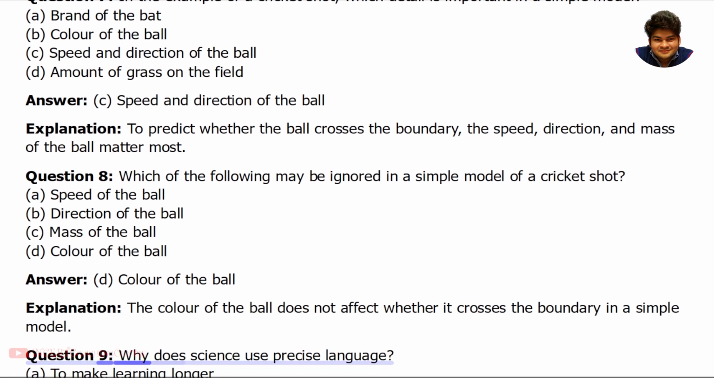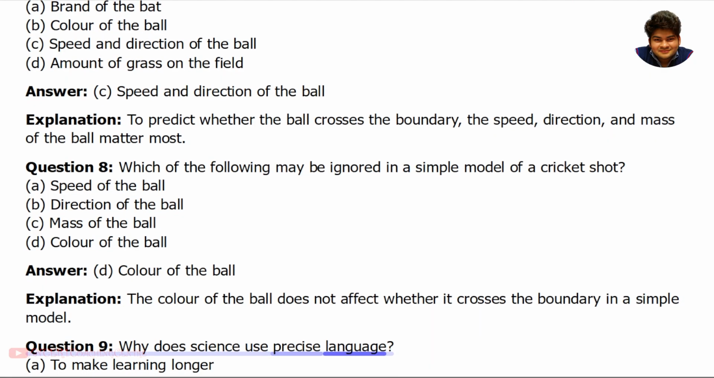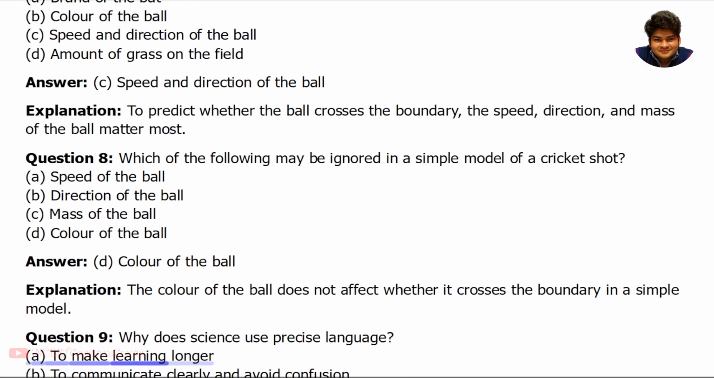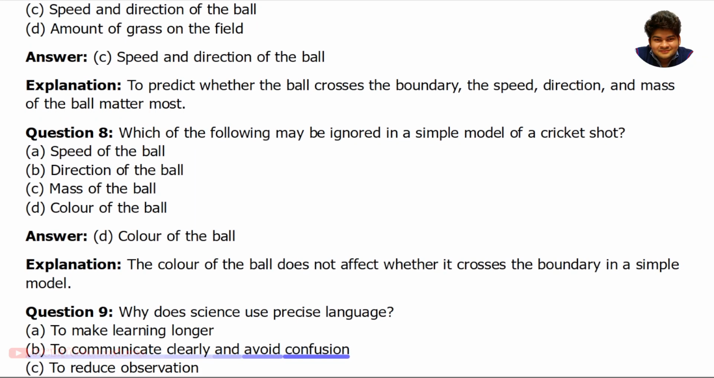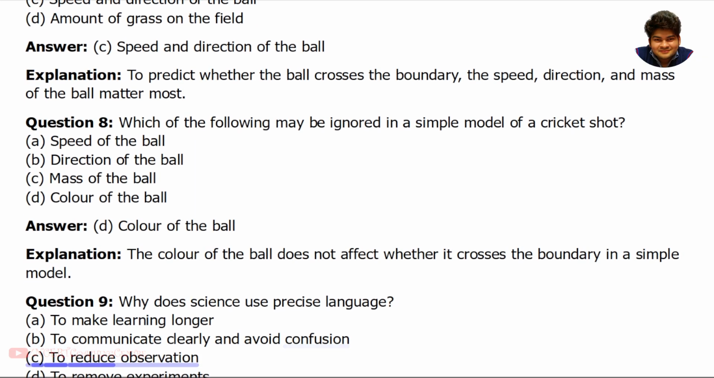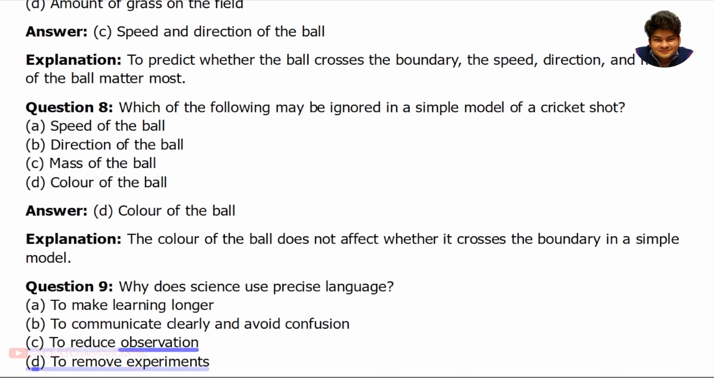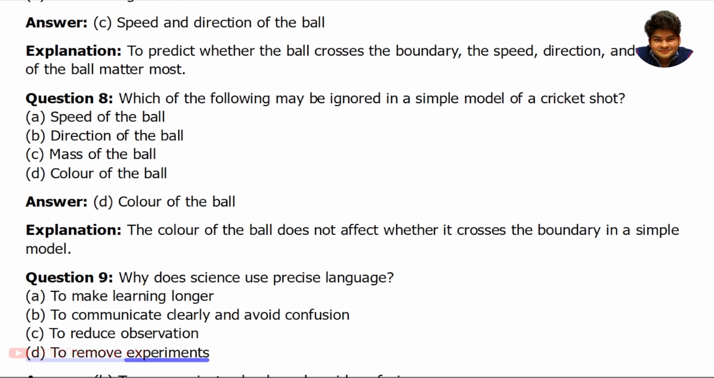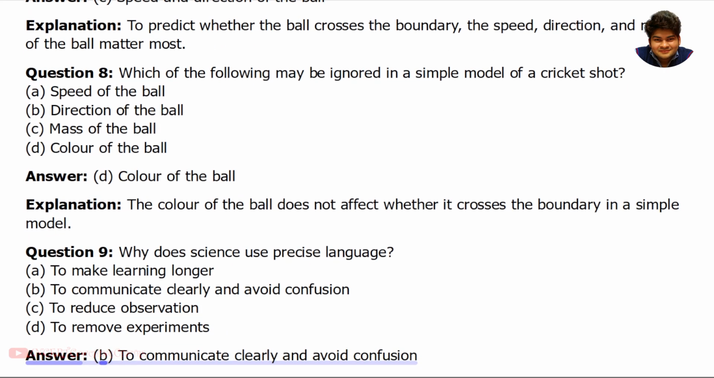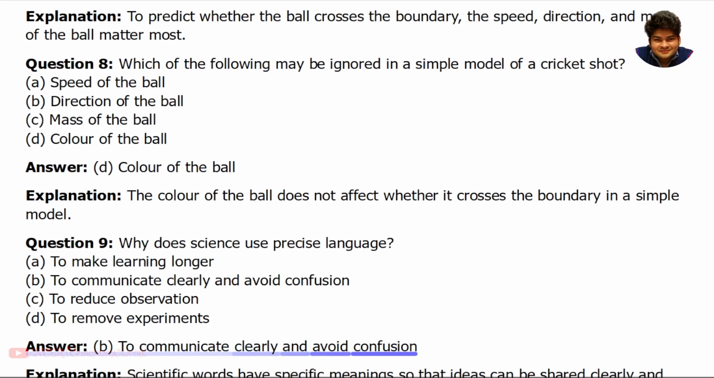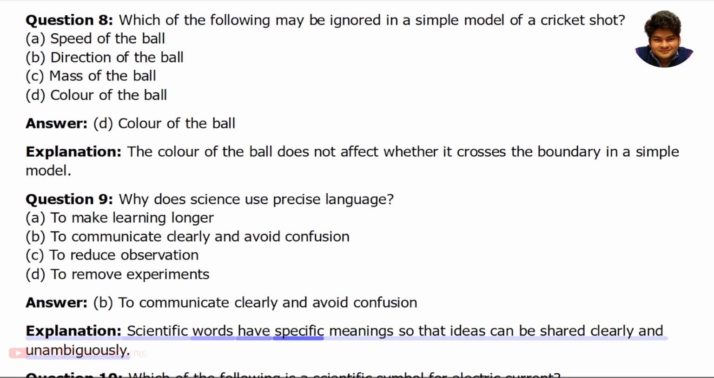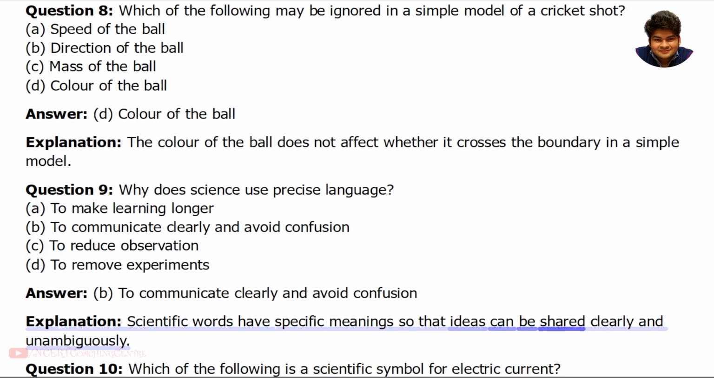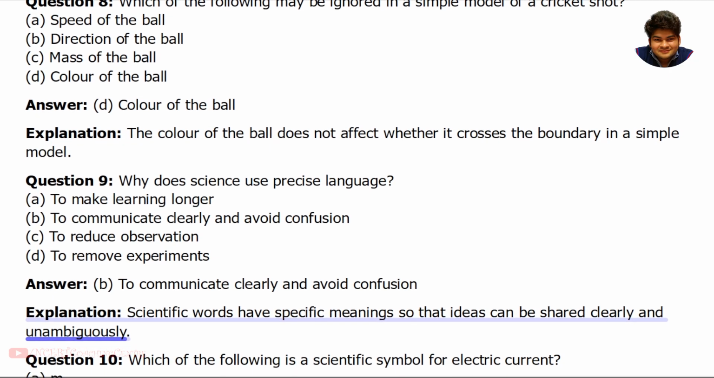Question 9. Why does science use precise language? A. To make learning longer. B. To communicate clearly and avoid confusion. C. To reduce observation. D. To remove experiments. Answer: B. To communicate clearly and avoid confusion. Explanation: scientific words have specific meanings so that ideas can be shared clearly and unambiguously.